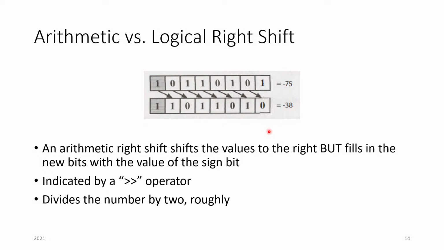The same also holds true for arithmetic left shift and logical left shift. One maintains the sign value, one does not maintain the sign value. But it's more evident when you're dealing with right shifts because of the sign bit you're going to be dealing with as a result.